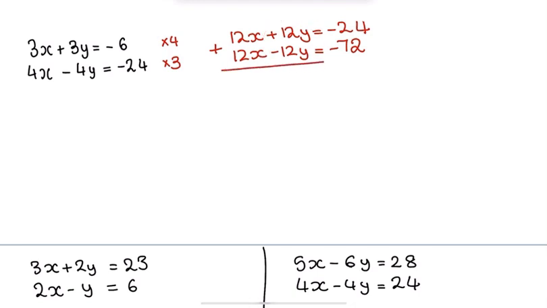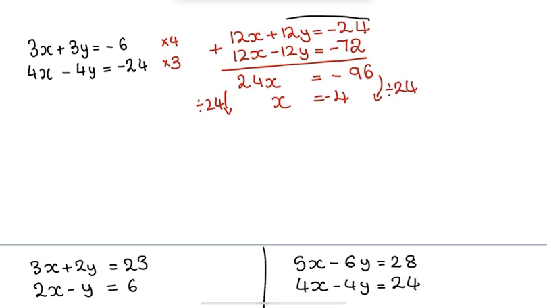So 12x plus 12x is 24x. My y's cancel out. And then when I do negative 24, add negative 72, I get negative 96. Solving this by dividing both sides by 24 to get rid of it, leaves me with x equals negative 4. We're not done there yet.